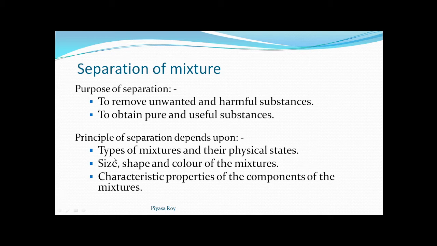Next, size, shape, and color of the components of the mixture. Suppose for the pulse and stone mixture, as the stone and pulse have different color, shape and size, we can easily recognize them separately and we can separate them. Next, characteristic properties of the components of the mixture. Depending on the characteristic property, we will choose the separation technique. So these three things, this principle of separation, will be more clear when we discuss the practical examples one by one. So let's do that.